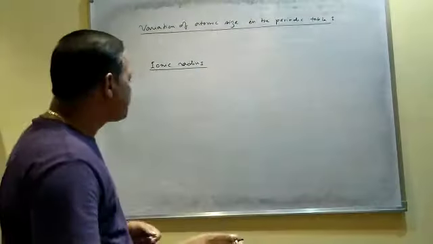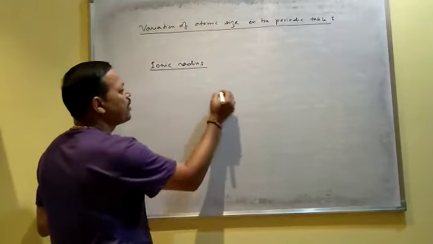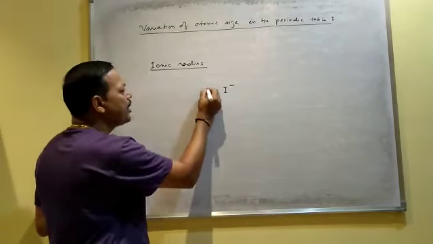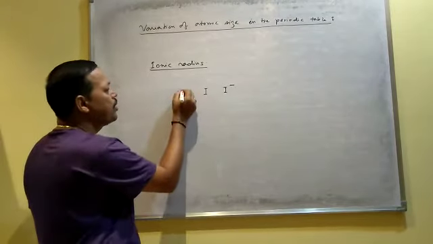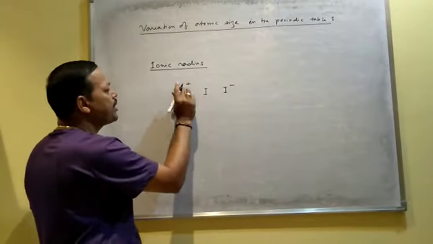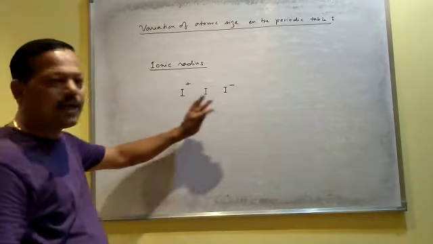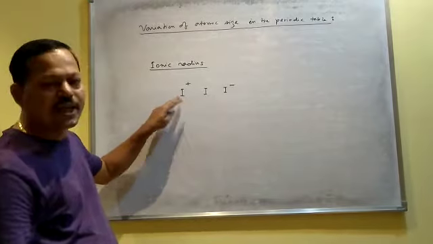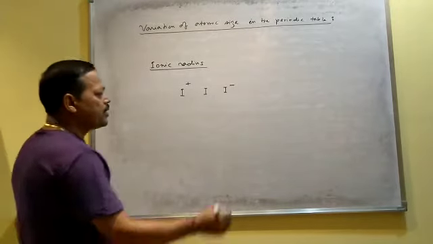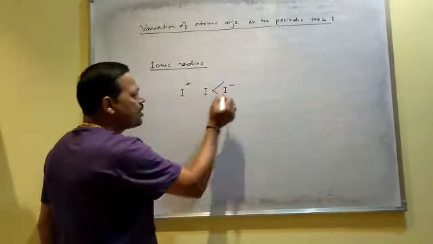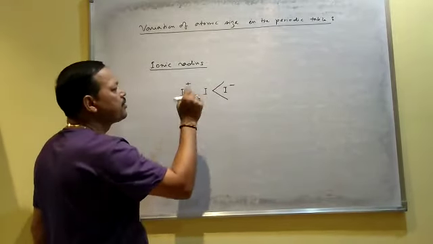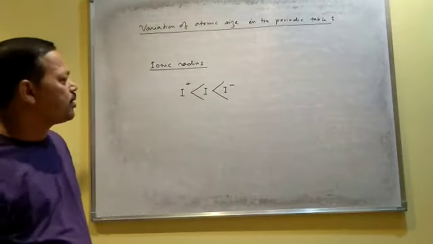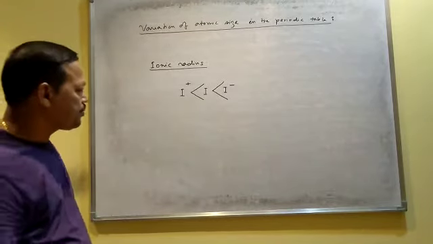For example, if you consider I minus, the iodide ion, or iodine I, this is the neutral one, or this is I plus, I mean the iodine cation. Same element I have considered: one anion, one neutral atom, one cation. The size of the anion is always larger than the neutral atom, than the cation. Cation is smaller. And why is the cation smaller?